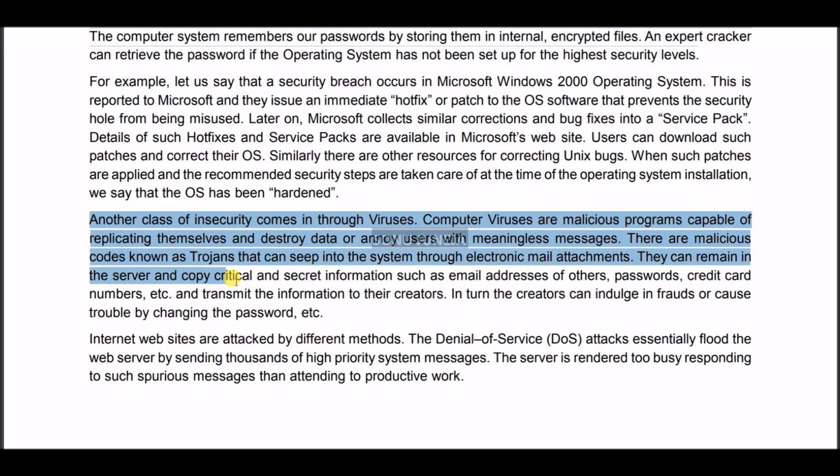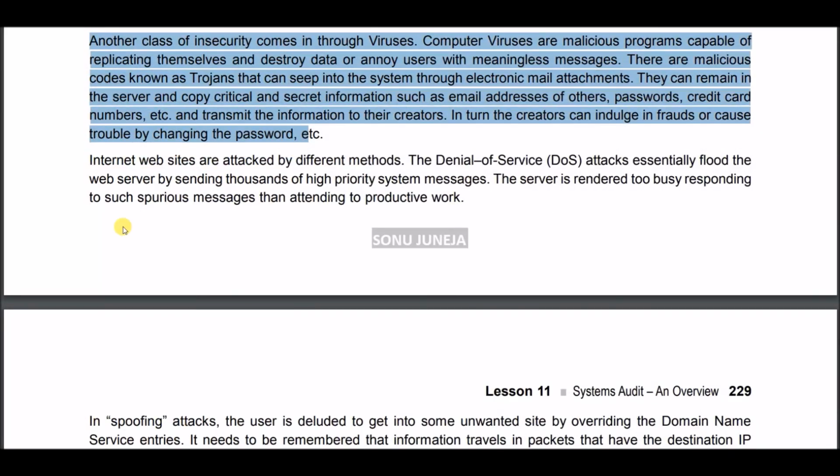They can remain in the server and copy critical secret information such as email addresses, other passwords, and credit card numbers, and transmit the information to their creators. In turn, the creators can indulge in fraud or cause trouble by changing the password, etc.